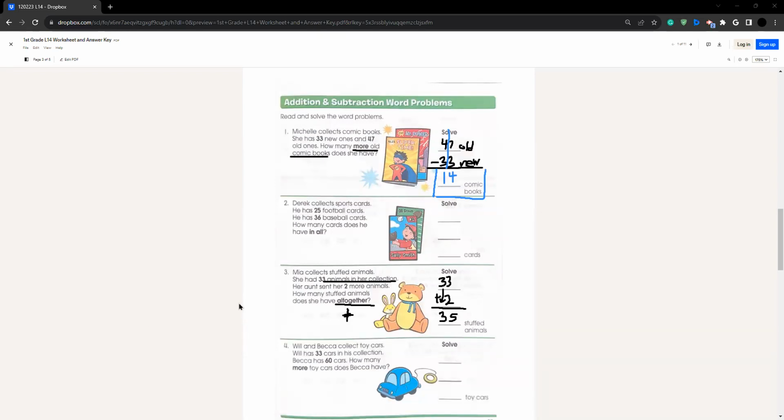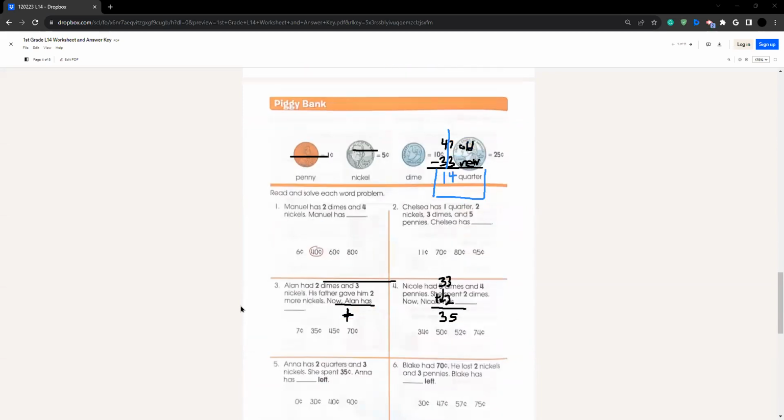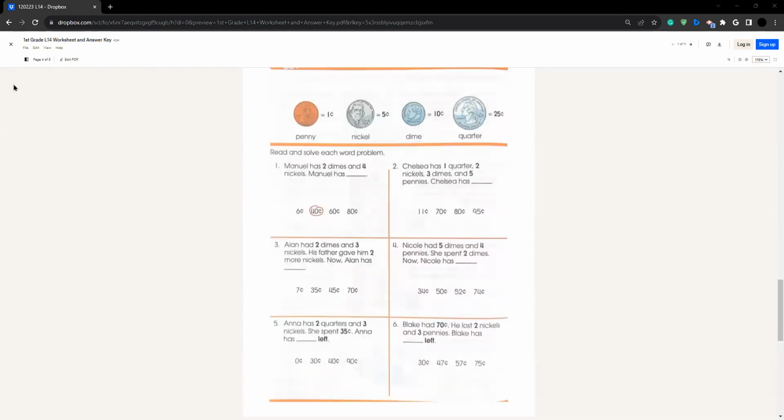Okay. We'll move on to the next page, the final page. We need to find the piggy bank. So we're doing equations with money. And each of the coins over here have different money values. So this penny, 1 cent. Nickel, 5 cents. Dime, 10 cents. And a quarter, 25. So let's go over number 1 first.